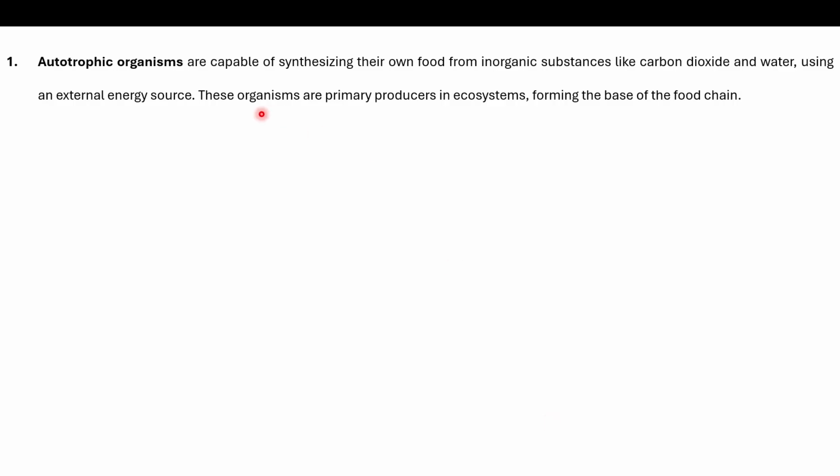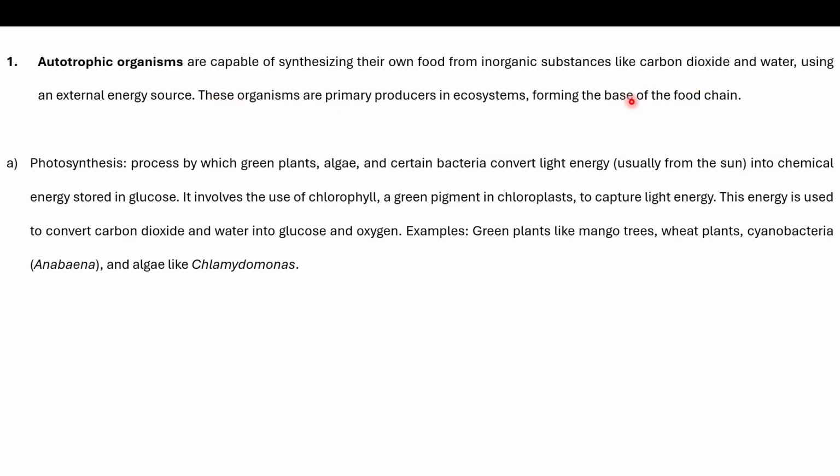Now we will go through it one by one. Autotrophic organisms are capable of synthesizing their own food from inorganic substances like CO2 and water, using an external energy source like light. These organisms are primary producers in ecosystems, forming the base of the food chain. So one is photosynthesis, photoautotrophs.